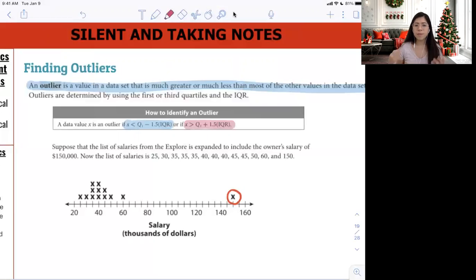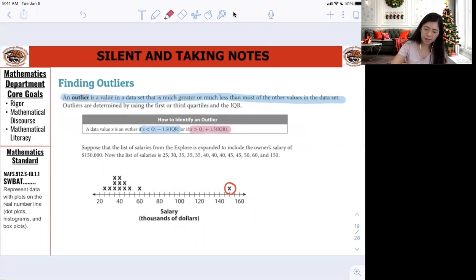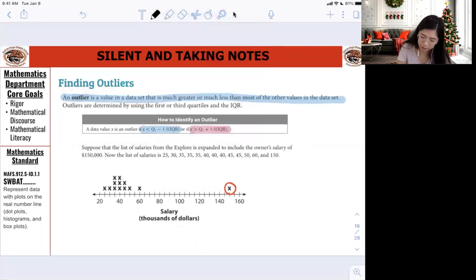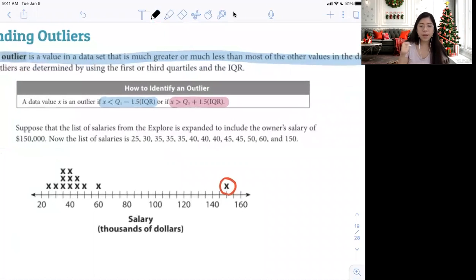So in order to figure out if something is an outlier, what are the two values I need to know? Q1 and the IQR for an outlier that's much lower. But here, since we have a value that's much greater, we need to know Q3 and the IQR. So let's go ahead and do that. We know how to do that by now. It looks like these are already in order. So we need to find Q3 and also calculate the IQR. So really we need to know Q1, Q3, the whole shebang.